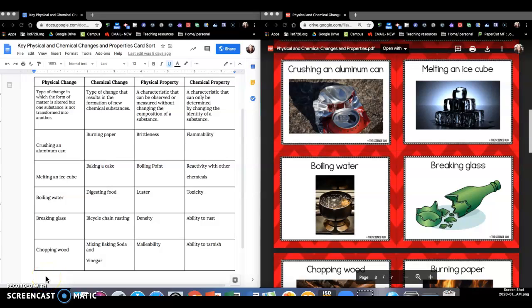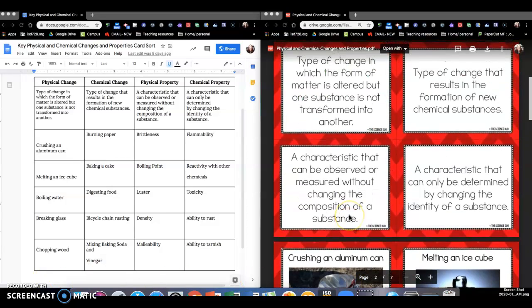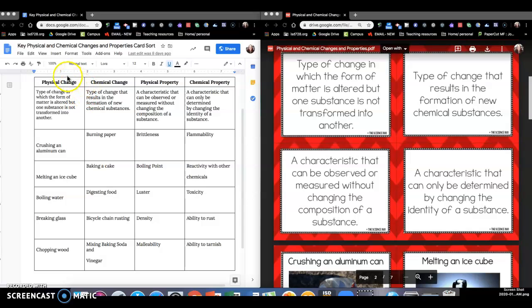All right, sixth graders, I'm going to go through the answers to the physical and chemical changes and properties card sort. I noticed a lot of misconceptions on here, so I just want to clear up a couple of things with you. The first one was the definitions. A physical change and a chemical change are when something actually changes its form or changes into something else, whereas physical and chemical properties are just ways that we can describe things.